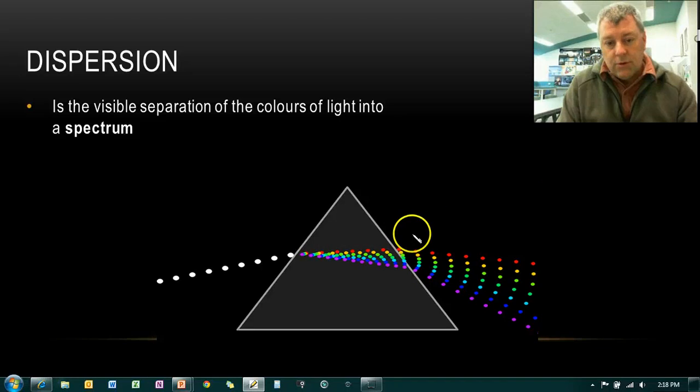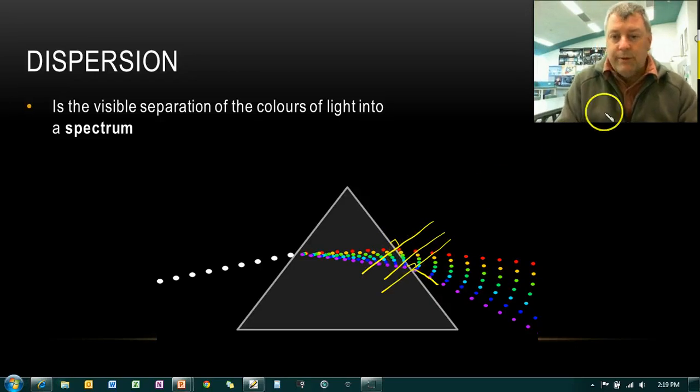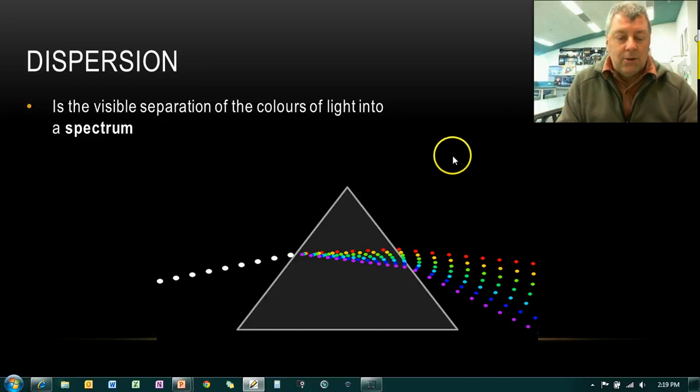I wonder if I can draw on this. Yes, I can. Each of these would be considered their own interface for each of these lights, and so that would be the normal for the violet, whereas this is the normal for the red light, and this is the normal for blue or whatever. Okay. And if we go back to that, that's why we can see this rainbow here.